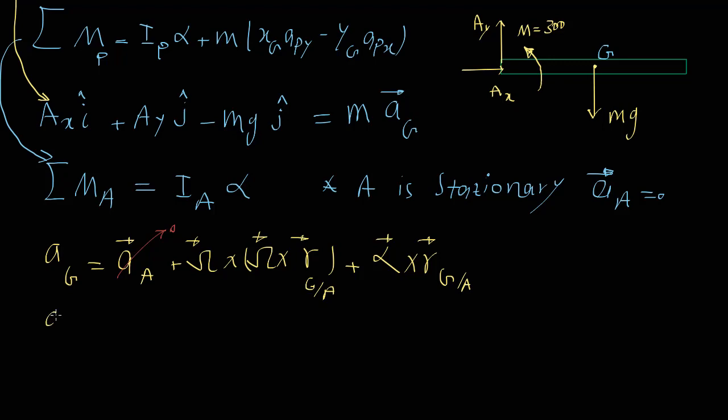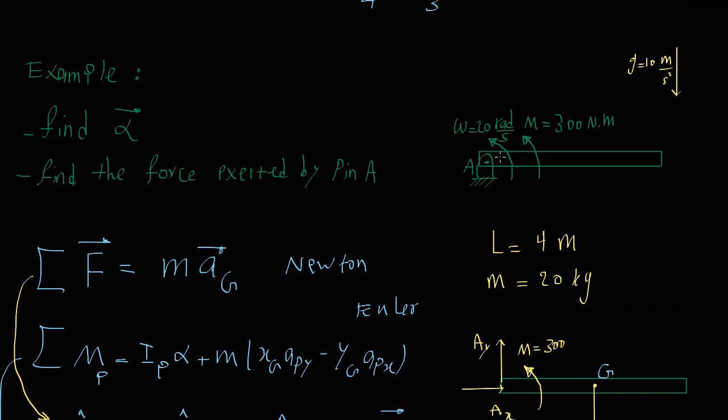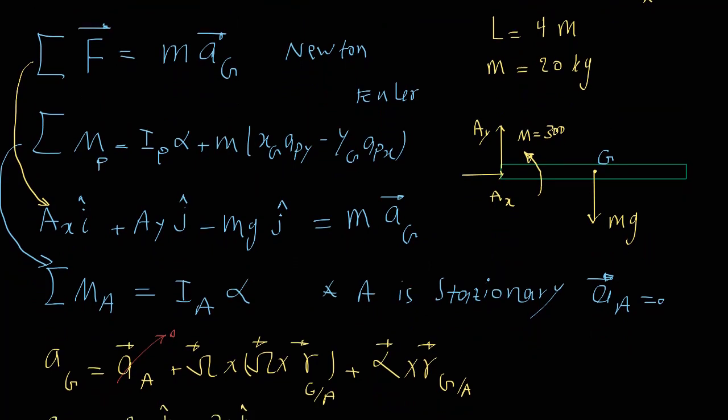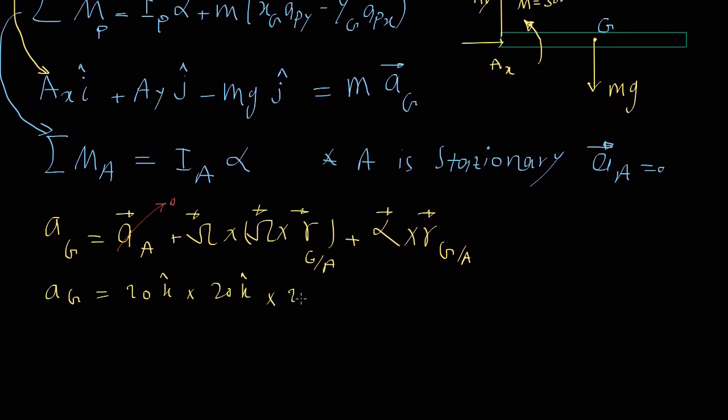I can say that a_G is equal to omega. We have omega. Omega is 20 radian per second, and it is in the counterclockwise direction. So if this is our X direction, if this is our Y direction, the Z direction would be out of plane. So this is 20 in the positive K direction. So this would be 20K cross 20K cross r_G with respect to A. So here this would be L over 2 in the I direction. And what is L? L is 4 meters. So L over 2 would be 2 meters. So this would be 2 in the I direction.